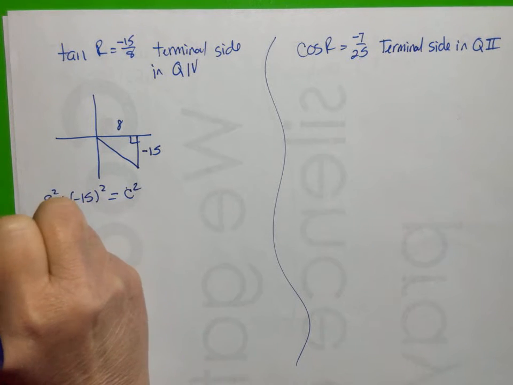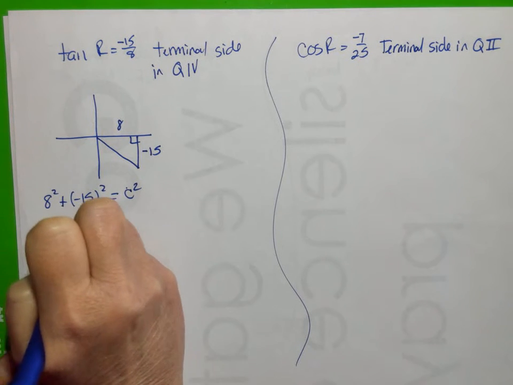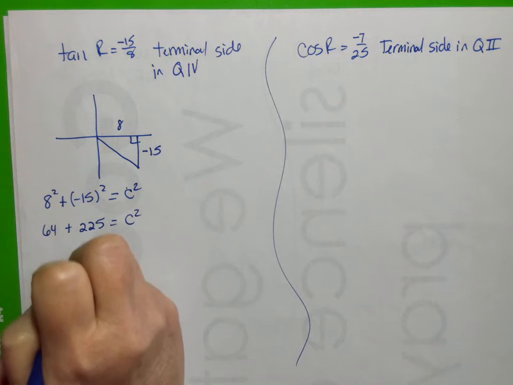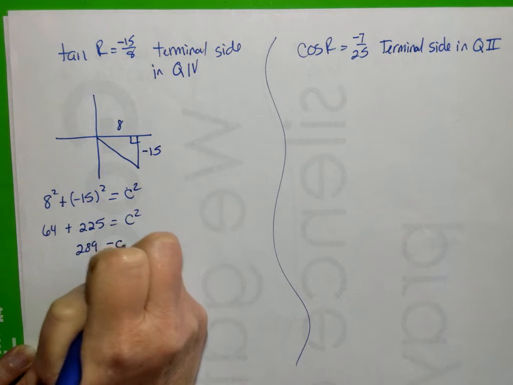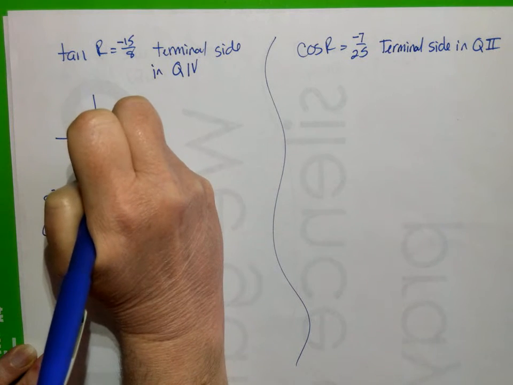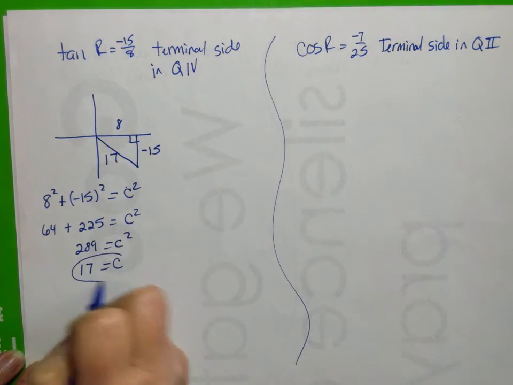So 8 squared is 64. And 15 squared is 225. So that's 289. And I happen to know that makes this 17. Now the hypotenuse will always be a positive number. The hypotenuse is always a positive number.